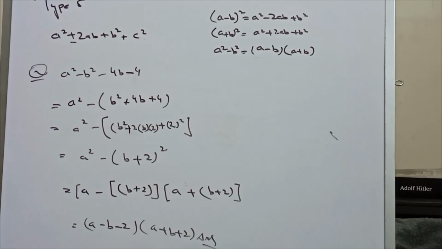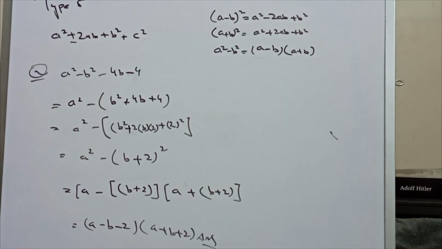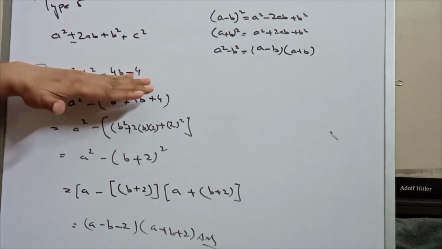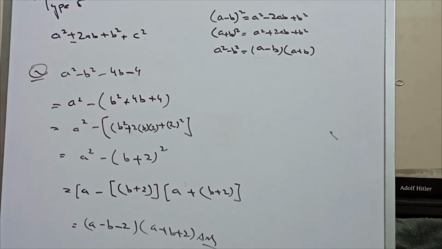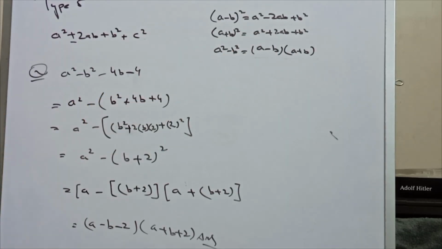Factorization type 5. They have given us a question: a square plus 2ab plus b square plus c square. As you know, question is a square minus b square minus 4b minus 4. Just look at the question. In these questions, factorization type 5, we have to apply these basic formulas, a square minus 2ab plus b square. But they have given us a square minus b square, not plus b square. Similarly, they didn't give us 4ab to apply this formula. So we have to make conditions according to our formula so that we can easily apply the formula on it.